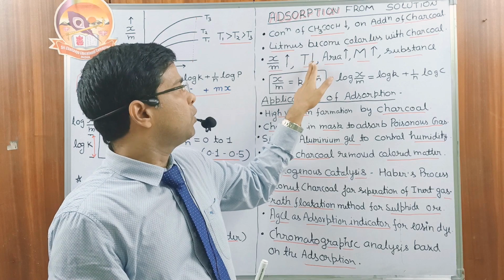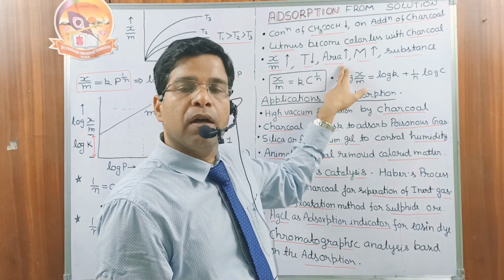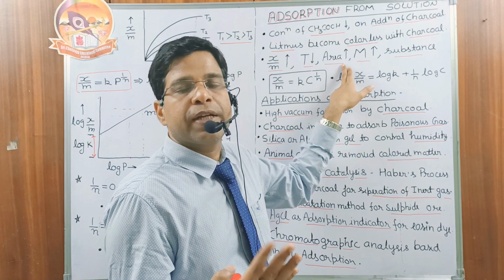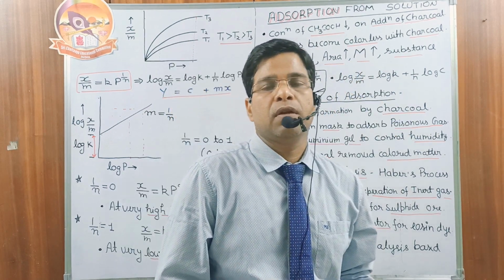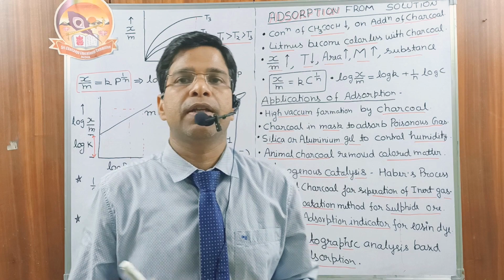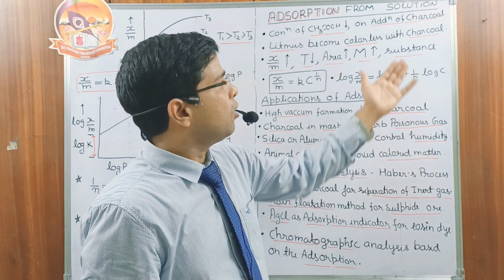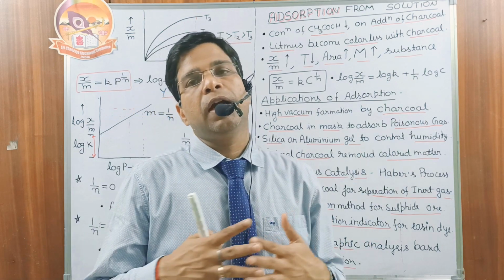We have to decrease the temperature. We have to increase the area. Higher is the surface area, higher is the extent of adsorption. Higher is the M, where M means concentration. Higher is the concentration, higher is the rate of adsorption, higher is the extent of adsorption. Then next, it also depends upon the type of the adsorbate and adsorbent.